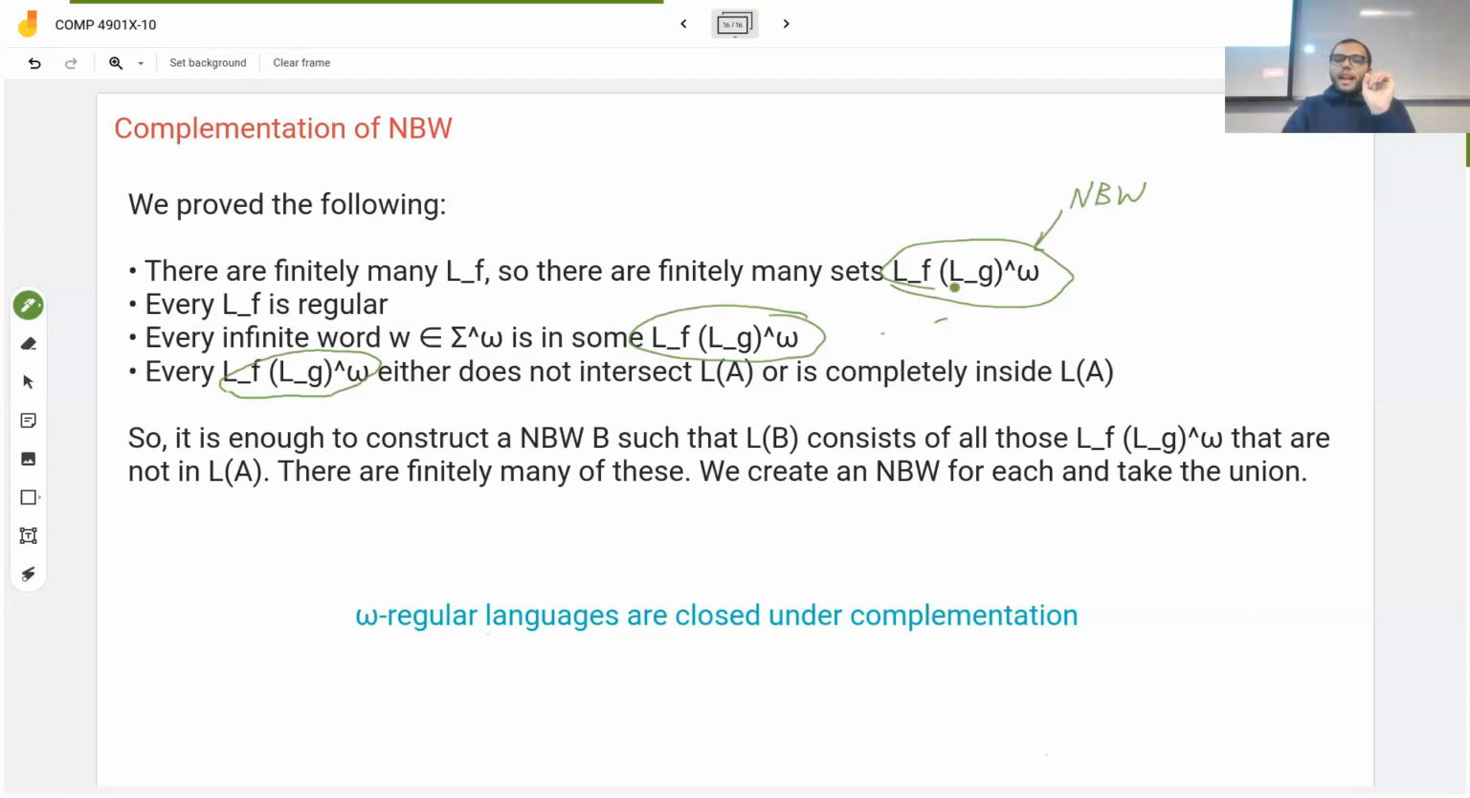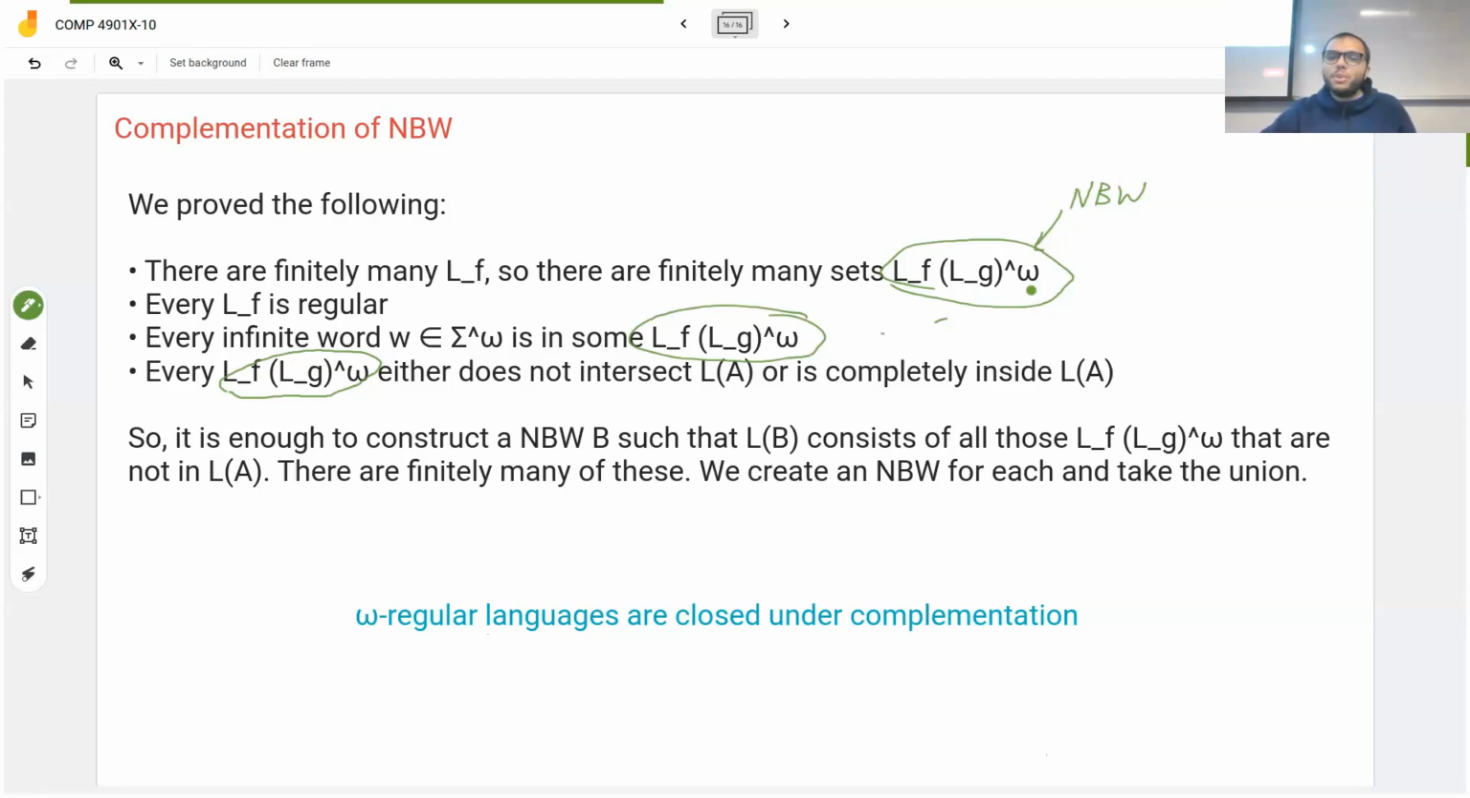And then for creating LG omega, I do something similar. I take the finite automaton that accepted LG and just connect every accepting state back to the initial state. LG omega means that I want to see words in LG infinitely many times. That's the same as saying take the finite automaton for LG and connect the accepting states back to the initial state, so that when you see a word that is accepted, you can go back and read the next word. So I have an NBW for this entire thing.